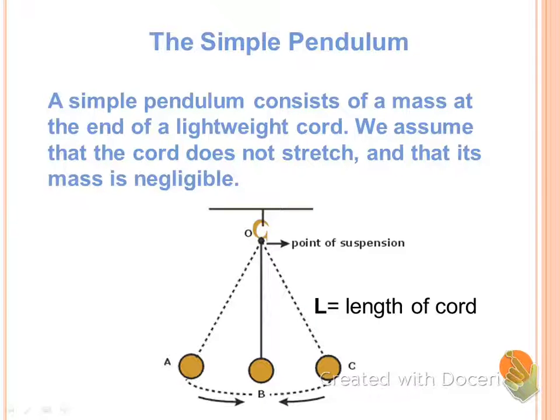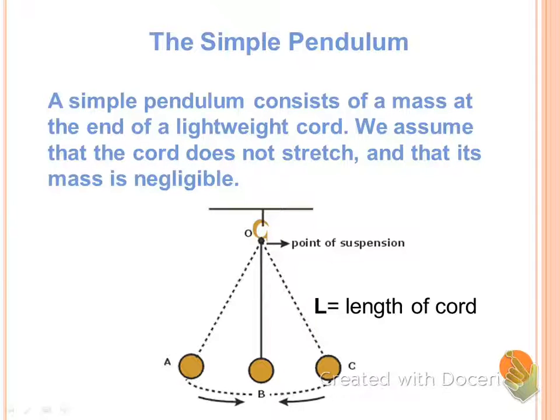And where would that be? Clocks. Yeah, in a clock. But you still see pendulums that maybe aren't labeled pendulums all the time. Anytime something swings back and forth, at a park, when you go to a swing, that's a pendulum, even if you don't think about it. So a pendulum is a mass at the end of a lightweight cord.